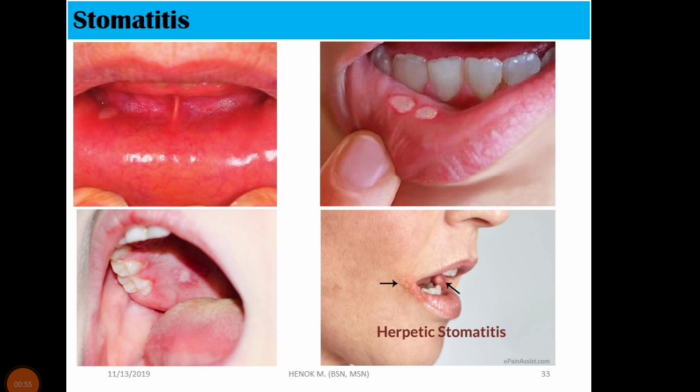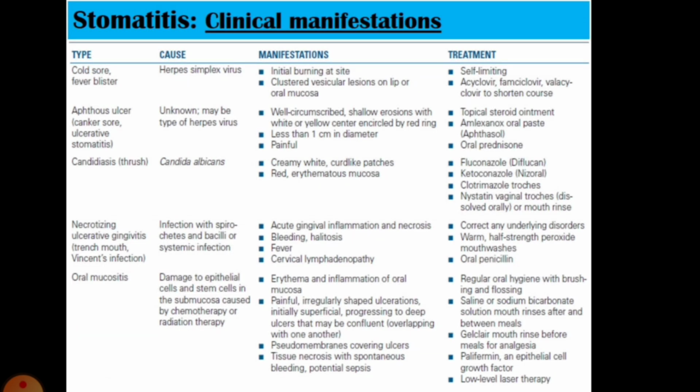First is stomatitis. There is herpetic stomatitis. In this case, types are cold sore, fever blister, herpes simplex virus. Manifestations are initial burning at the site, clustered vesicular lesions on the lip or oral mucosa. Treatment is self-limiting; acyclovir, famciclovir and valacyclovir to shorten the course.